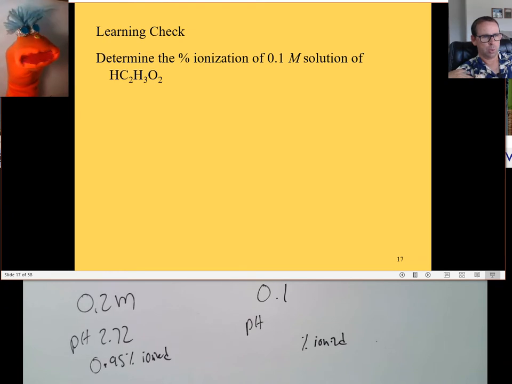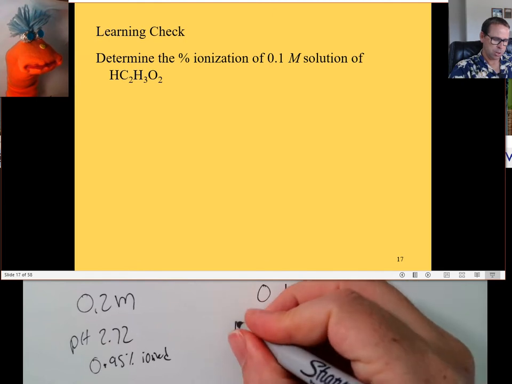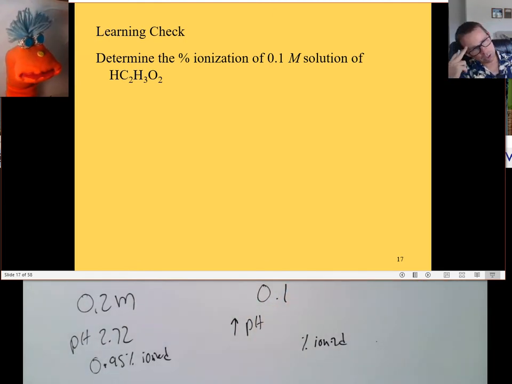Let's see. 0.1 is less of it. So I'm going to say that there's less acid, so the pH is going to be higher. Okay, so you're predicting the pH is going to be higher. And the percent ionization is going to be less of it ionized.